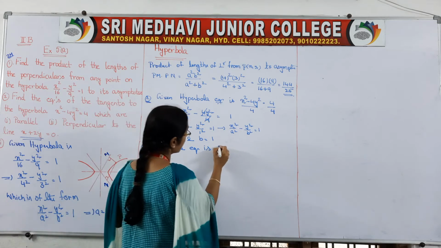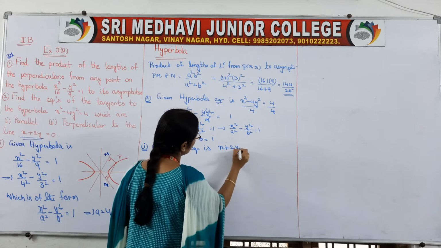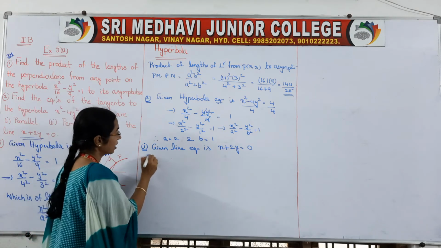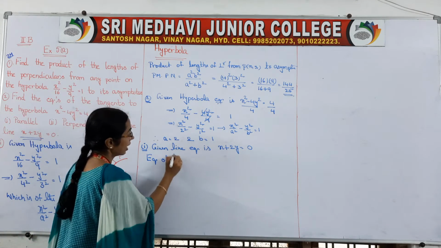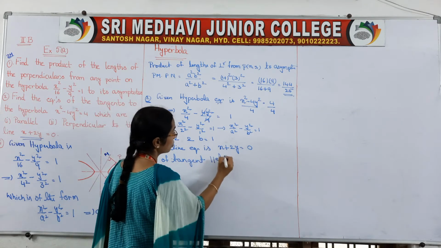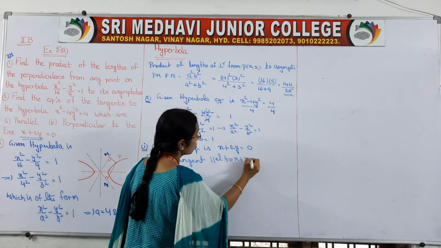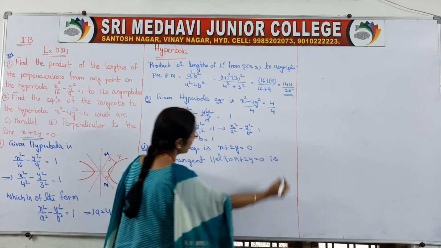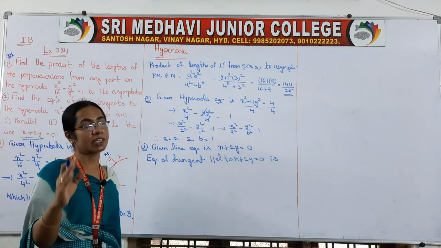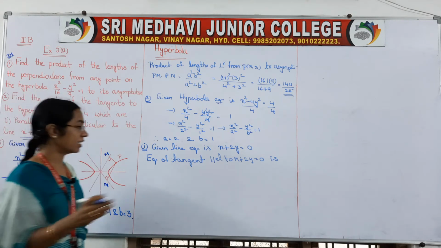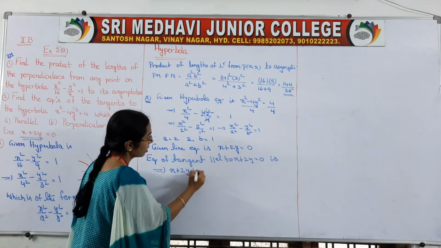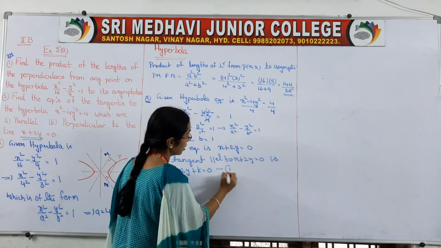What is the given line equation? x plus 2y is equal to 0. Right. Now the equation of a tangent parallel to x plus 2y is equal to 0: for parallel lines, the x and y coefficients will be the same, and only the constant will be different. Okay. So it is x plus 2y plus k is equal to 0.